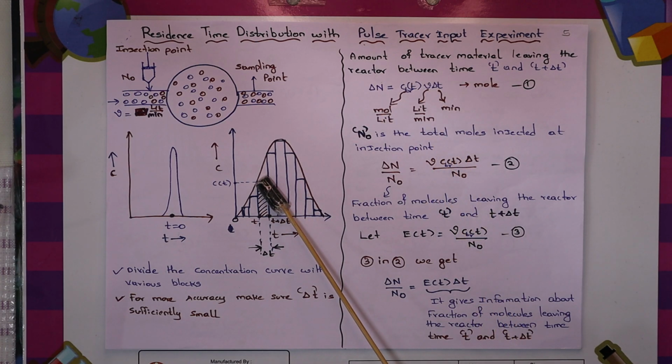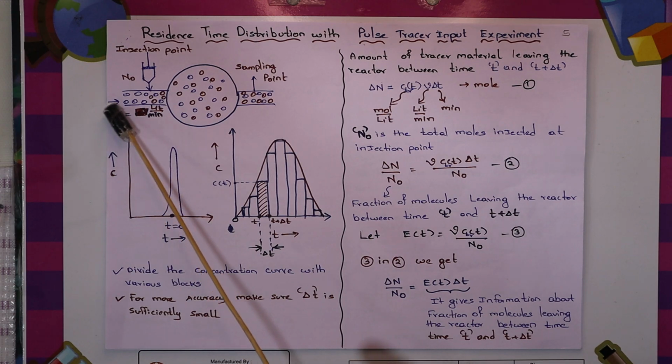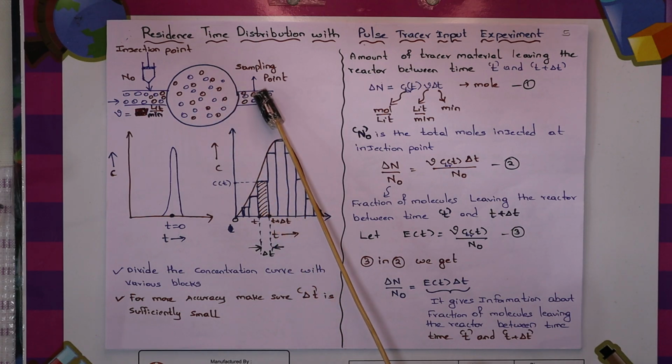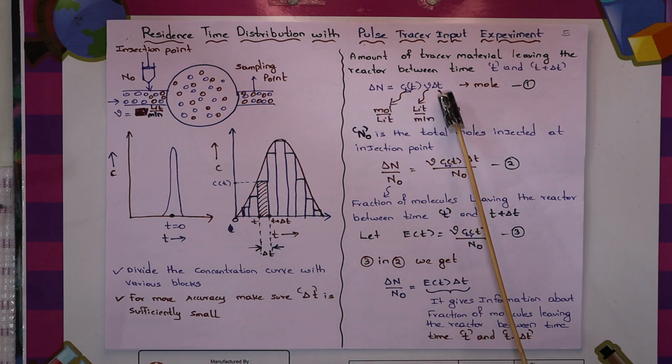Which is nothing but C of t into nu into delta t. What is C of t? It is the concentration during t and t plus delta t, multiplied by nu, the volumetric flow rate coming into the reactor, multiplied by the time difference over which you are measuring the moles. So the moles of tracer coming out of the reactor between t and t plus delta t is C of t nu delta t. For clarity, I have represented the unit system. Concentration is measured in mole per liter, volumetric flow rate in liter per minute, and delta t in minute. Liter cancels out, minute cancels out, and delta n is nothing but moles.